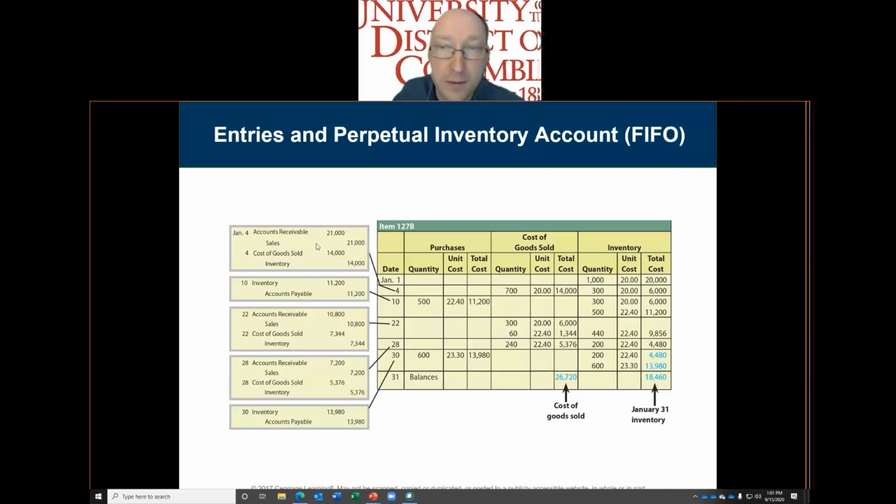Entries in perpetual inventory under FIFO. Okay, first in, first out. So this shows a record of transactions that have occurred over time. We can see when we made our purchases and our sales, and we can see the flow. This is what this represents.